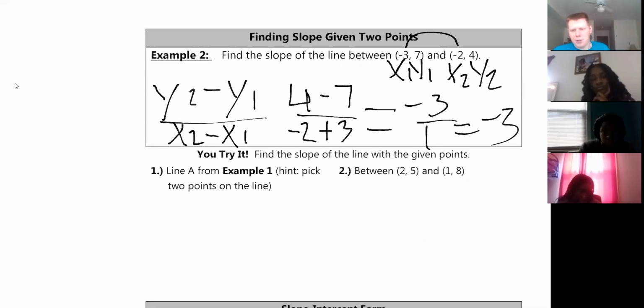But finding slope, I'm sure you've done it a lot. You probably don't like doing it, but it's not too bad. Okay.